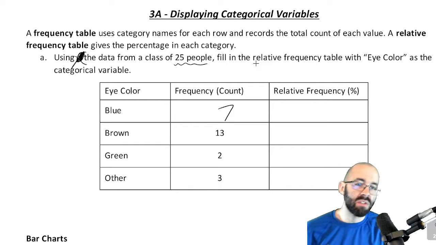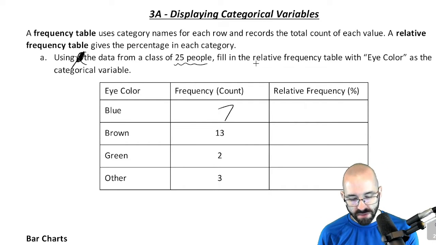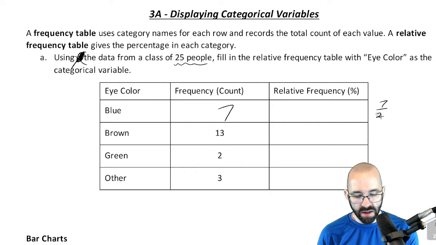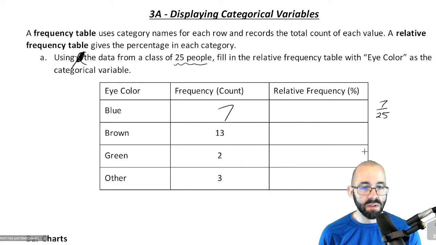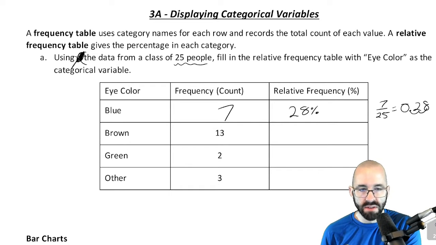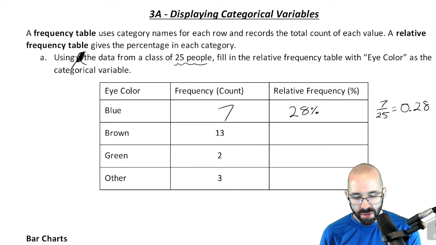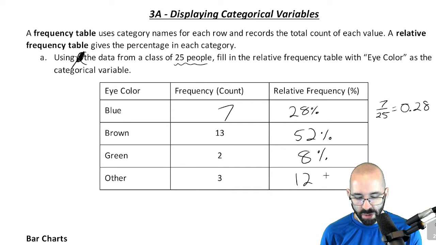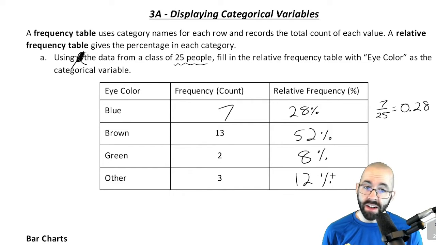And now for the relative frequency, we just figure out what percent that is. So 7 people have blue eyes. There were 25 people total. That's going to be 28%. You can use a calculator for this. You divide this out, you're going to get 0.28. And then remember, to convert something to a percent, all you have to do is move the decimal 2 spots. And then similarly, what we're going to get is 52% brown eyes and 8% green eyes and 12% other.